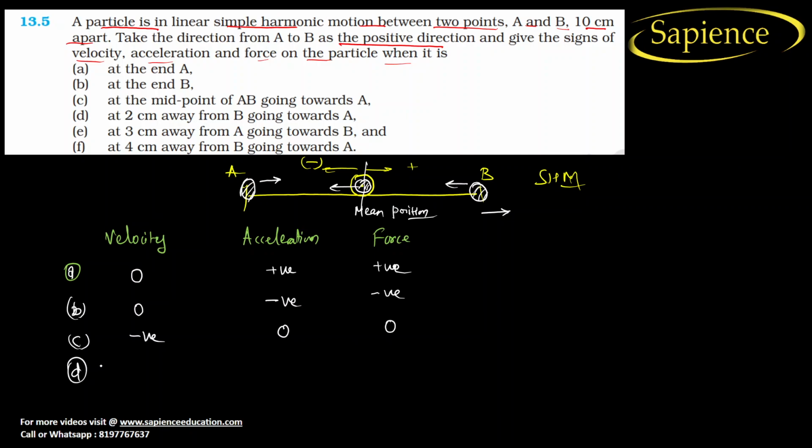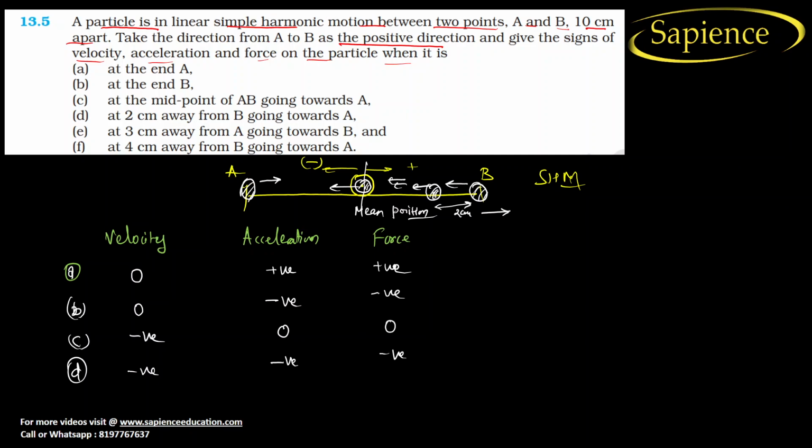Now let us go for D. In D, it is 2 centimeter away from B and going toward A. So let us consider this is 2 centimeter away from B and going toward A. If it is going toward A, the velocity is negative, definitely its velocity will be negative. Acceleration: it is going toward the mean position, so the acceleration is acting in this direction, force is also acting in this direction, so both are negative, right?